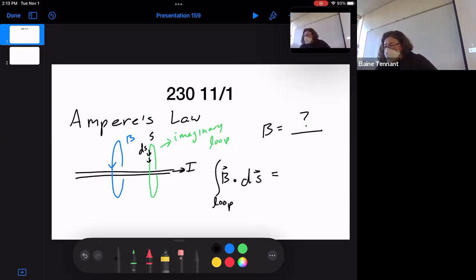That will be equal to the current inside the loop multiplied by some constant. And in this case, the constant we're using is mu naught.